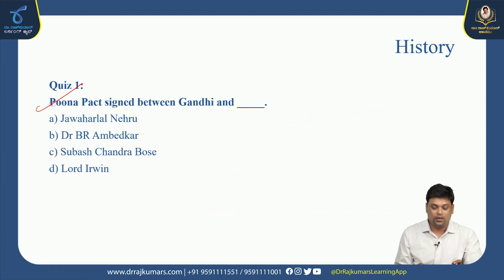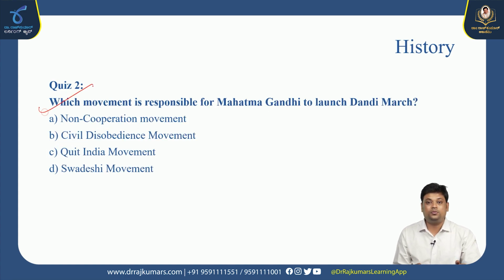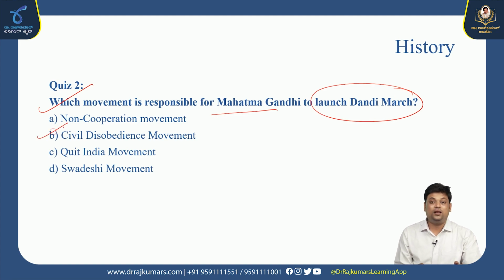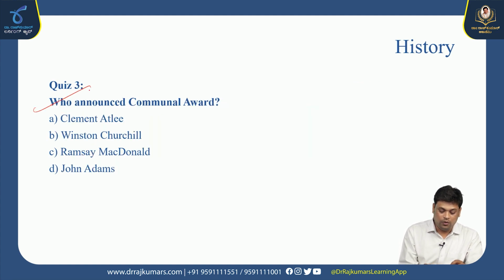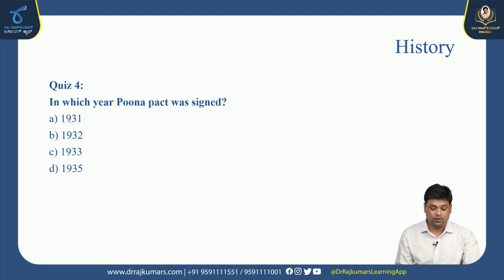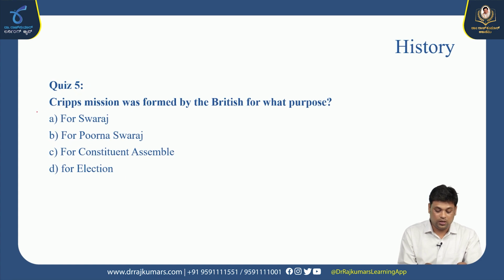The Poona Pact was signed between Mahatma Gandhi and Dr. B.R. Ambedkar against the Communal Award. Which movement is responsible for Mahatma Gandhi launching the Dandi March? The Dandi March comes under the civil disobedience movement. Who announced the Communal Award? Ramsay MacDonald, the prime minister at that time. In which year was the Poona Pact signed? 1932, after the second Round Table Conference. The Cripps Mission was formed by the British for what purpose? For the Constituent Assembly.